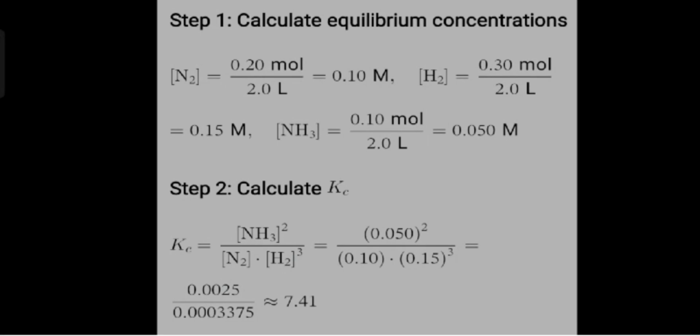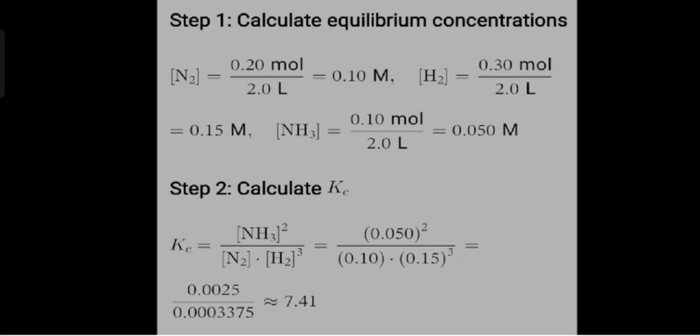Step 1. Calculate equilibrium concentrations. N2 equals 0.20 mol over 2.0 liter, which is equal to 0.10 M. H2 is equal to 0.30 mol over 2.0 liter, which is equal to 0.15 M. And NH3 is equal to 0.10 mol over 2.0 liter, which is equal to 0.050 M.